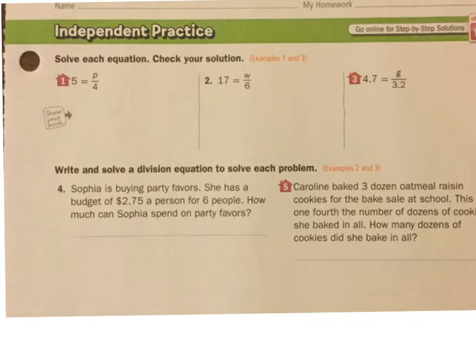We're going to do some independent practice on page 565, number 1 through 5. Let's start with 5. So this is a division problem, and we want to solve for the variable. On this first one, it's 5 equals p divided by 4. I want to get this p all by itself.